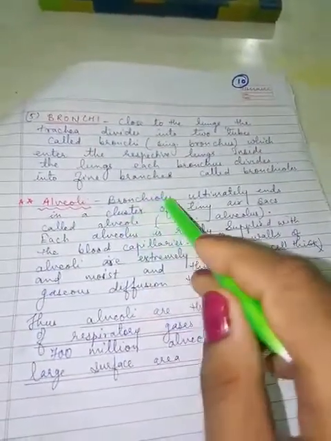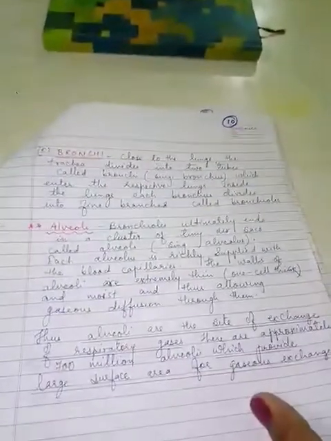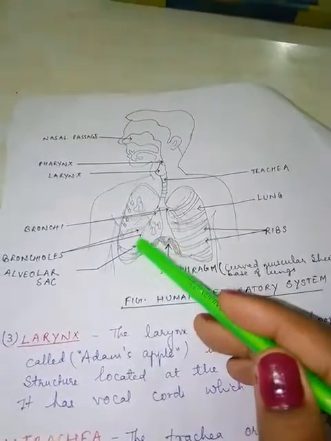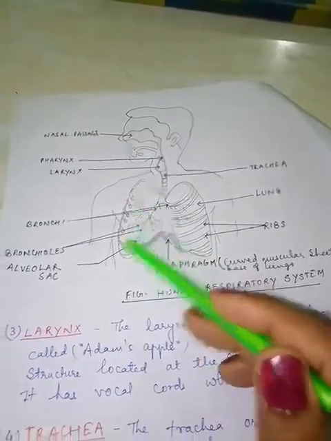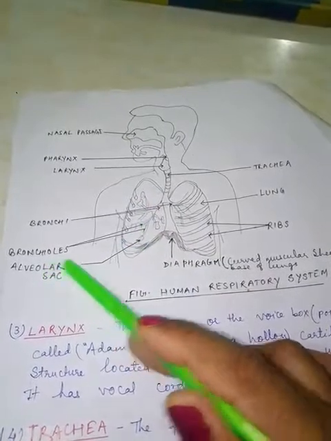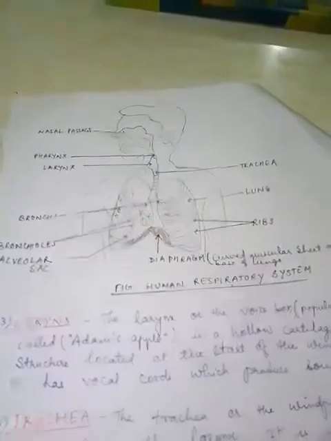This is a very important fact, and sometimes it comes in exams also. So children, the structure of alveoli is very simple, and its wall is very thin, which allows the diffusion of gases. And you can see here at the end of the bronchioles small bag-like structures, which are called alveolar sacs.